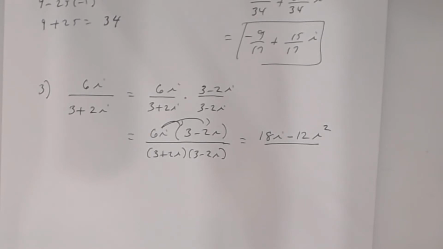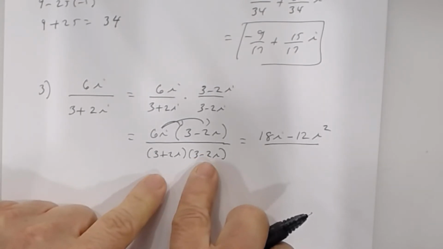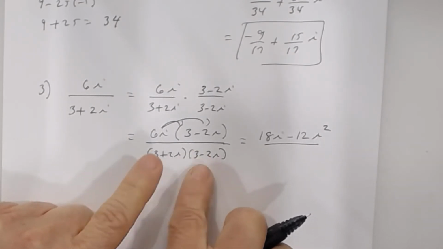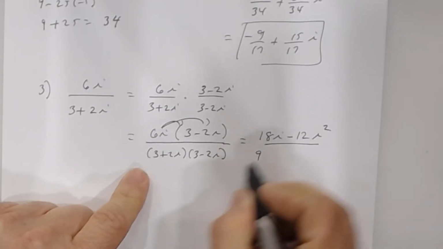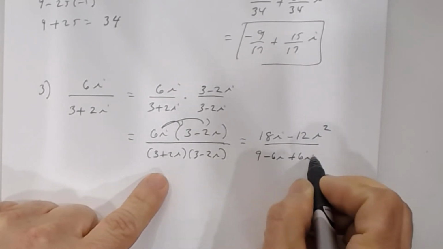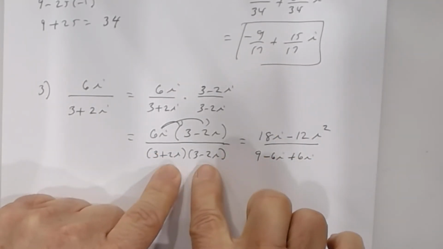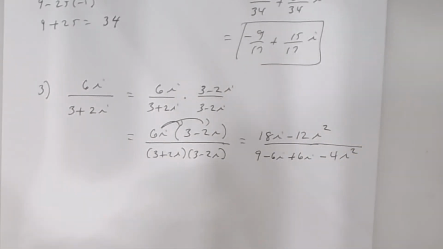Now let's talk about the denominator. How do you get rid of the parentheses here? FOIL. 3 times 3? 9. What's the outer? Negative 6i. What's the inner? Okay. Now the last. What's a positive 2i times a negative 2i? Negative 4i squared. All right, so that's where I'm at.